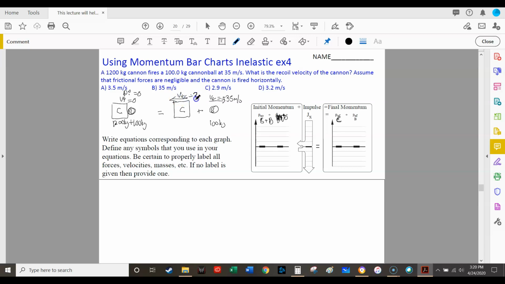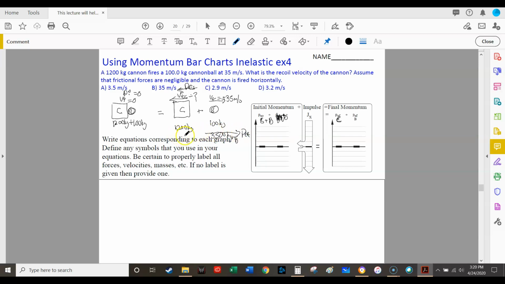The cannon is the question mark, right? And it's going to have a momentum backwards. P cannon final. And this is 1,200 kilograms, right? Well, let's see what we're working with here. We know the final momentum of the cannonball is going to be 3,500 kilogram meters per second. And that's the final momentum of the cannonball.